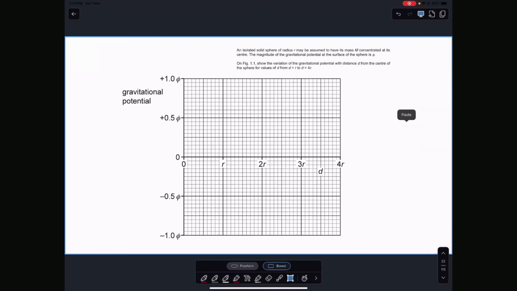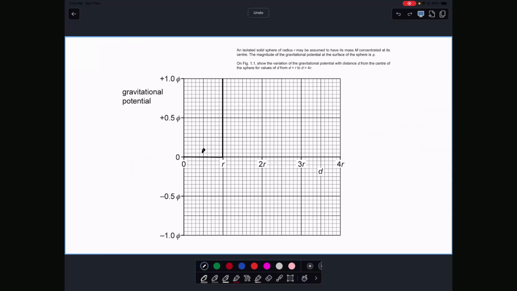So here it says: an isolated solid sphere of radius r may be assumed to have a mass concentrated at the center. The magnitude of the gravitational potential at the surface of the sphere is phi. On figure 1.1, show the variation of gravitational potential with distance d from the center of the sphere for values of d from r to 4r. So we have to draw the graph of potential against distance d.